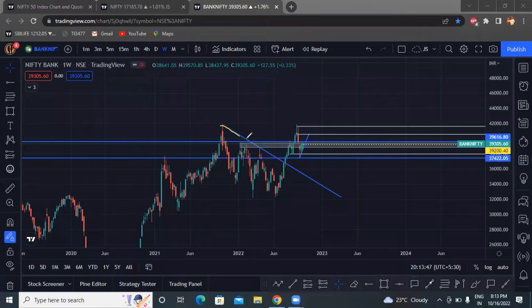You can see here previously the market was clearly in a downtrend. After that we got a breakout. The breakout has tested the all-time high. Then again it came to retest. Let's see till where it has been retested.